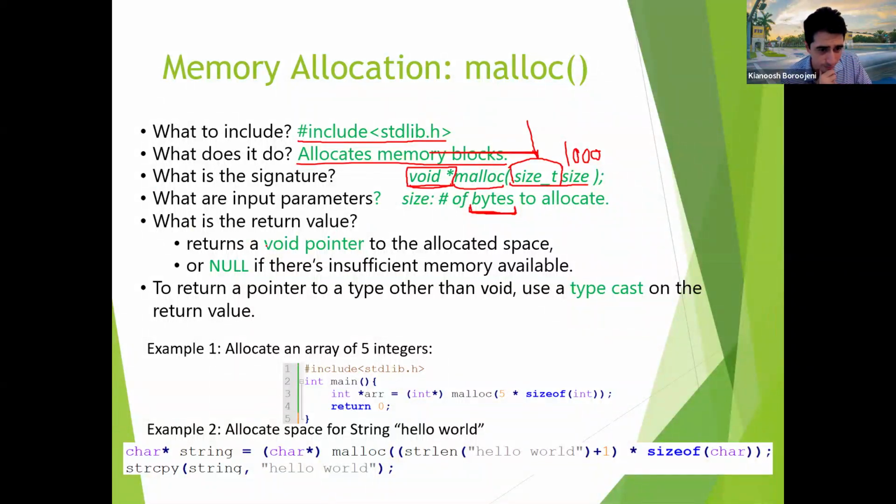What's the return value? It returns a void pointer, which is a void star, and that's the pointer to the allocated space. So the return value of malloc is an address that is inside the heap. Okay, I told you what the heap is. So it basically points you to a location inside the heap, which is part of the memory of the process.